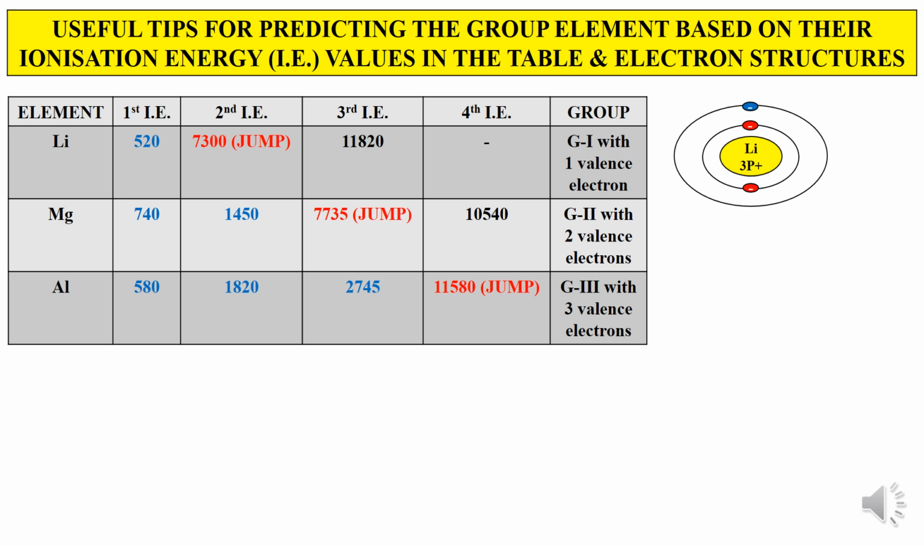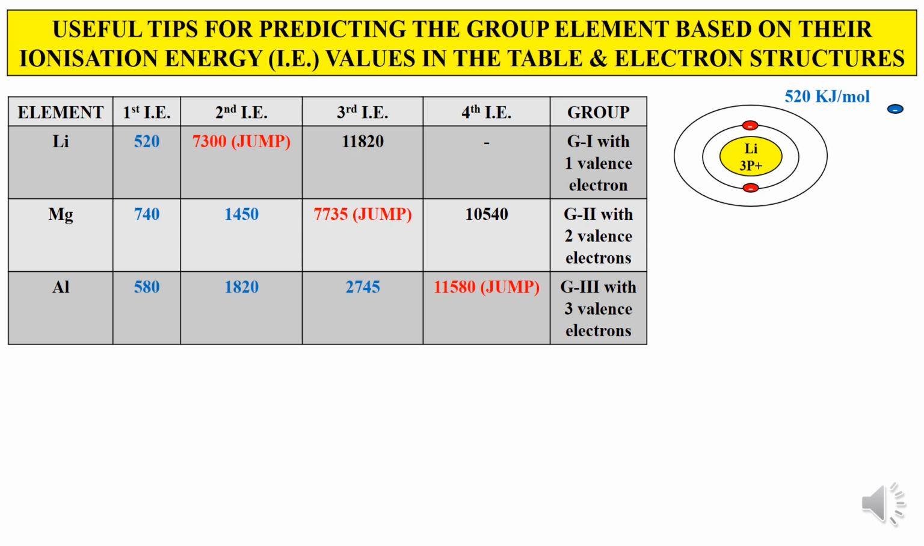Let me start with the lithium element. Lithium belongs to group 1, so it has only one valence electron in the outermost shell. So lithium undergoes first ionization, losing its only valence electron in the outermost shell, and 520 kilojoules per mole of energy is required to remove the valence electron.